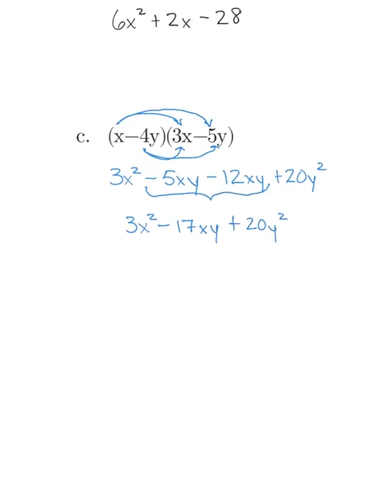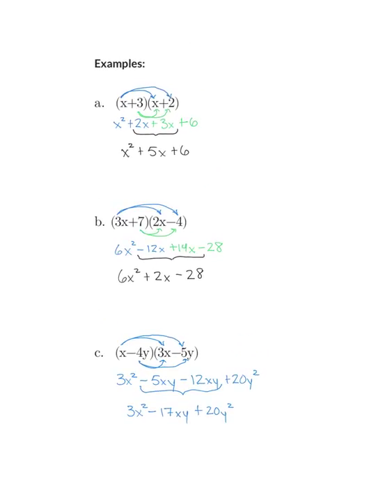And that's it. So, as I said, if you want to use FOIL, that's fine. As I said, it is just an organizational scheme. The main thing is note that we are multiplying everything in the second set of parentheses by the first term, and then multiplying everything in the second set of parentheses by the second term. So as long as you multiply everything in the first set by everything in the second set, then you will get a correct answer.